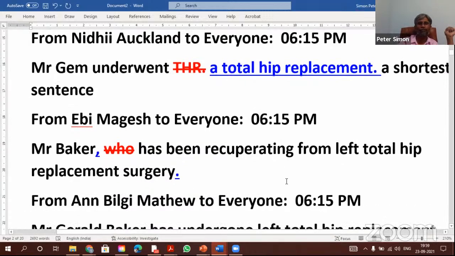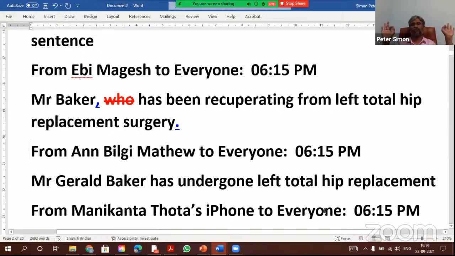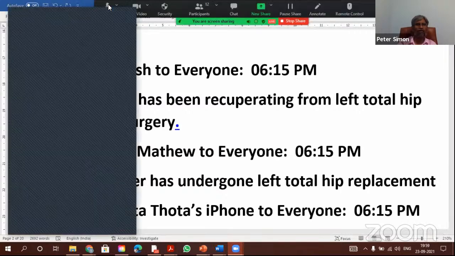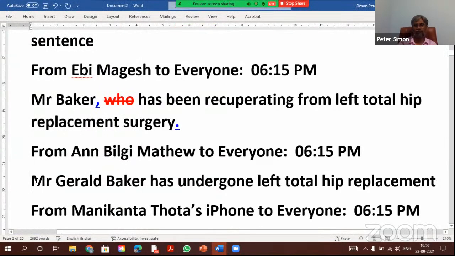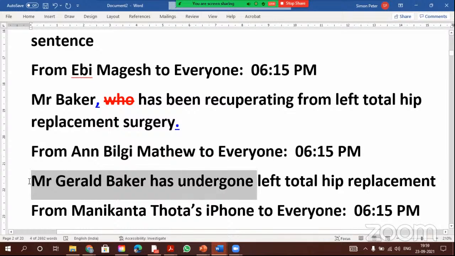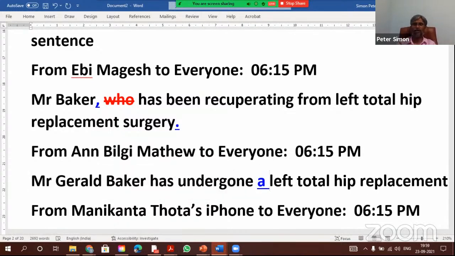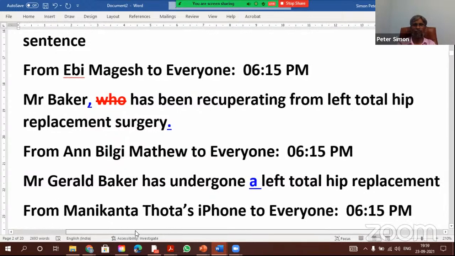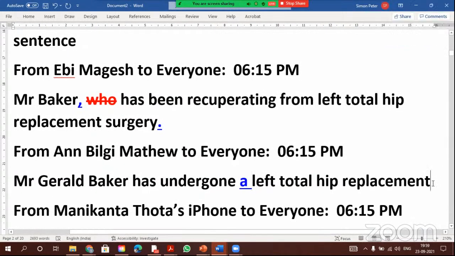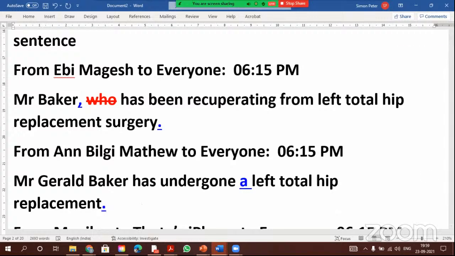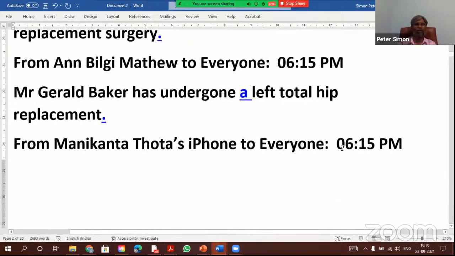Next. Mr. Baker has been recuperating from left total hip replacement surgery. Surgery is there, so no need for a. Next, Mr. Gerald Baker. Anne is there? Yes, Anne, very good. Mr. Gerald Baker has undergone a left total hip replacement. And in the end, a full stop is needed. Okay, sir. Mr. Gerald Baker has undergone a left total hip replacement.